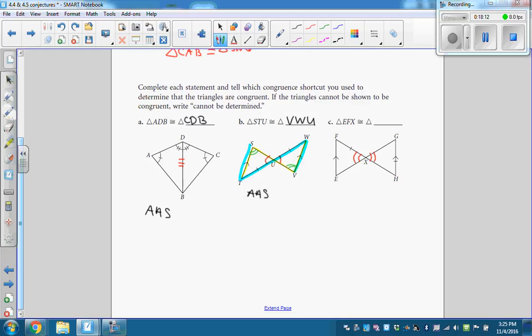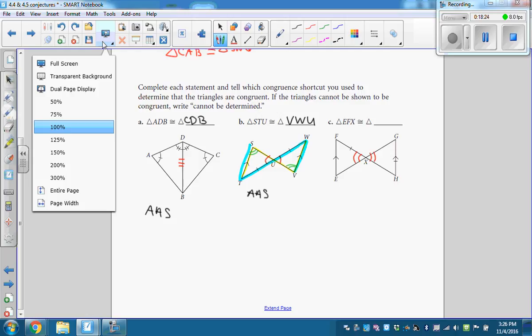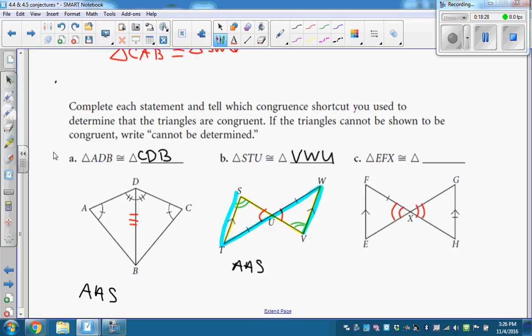So, what about the last one? Do we have enough information to prove the triangles are congruent? Chris, you answer. You guys shouldn't sit there if you can't see.